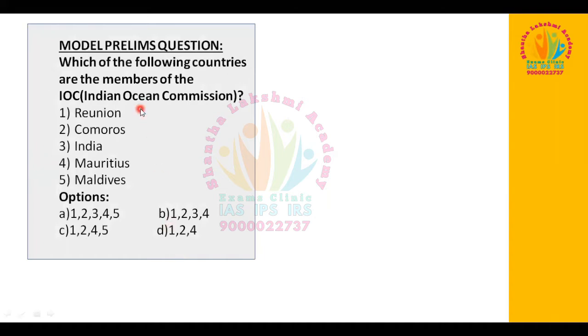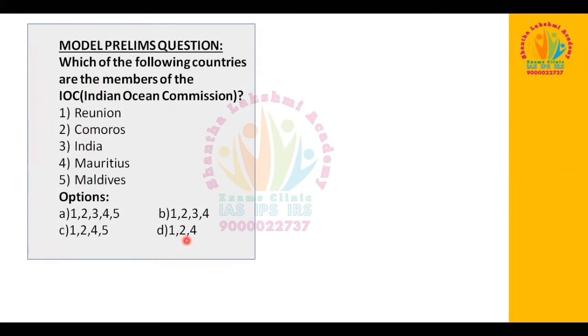The question is, which of the following countries are members of IOC? 1. Reunion, 2. Comoros, 3. India, 4. Mauritius, 5. Maldives. And the options are A: 1, 2, 3, 4, 5; B: 1, 2, 3, 4; C: 1, 2, 4, 5; and D: 1, 2, 4.